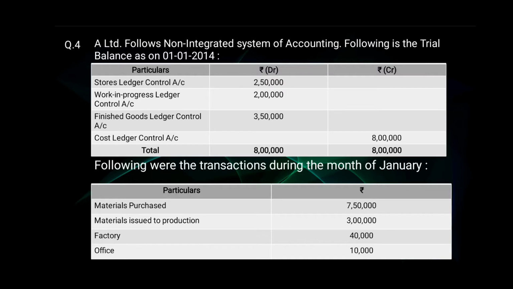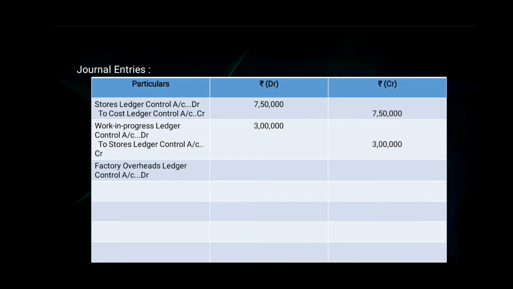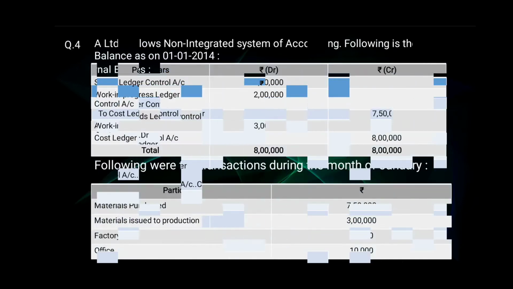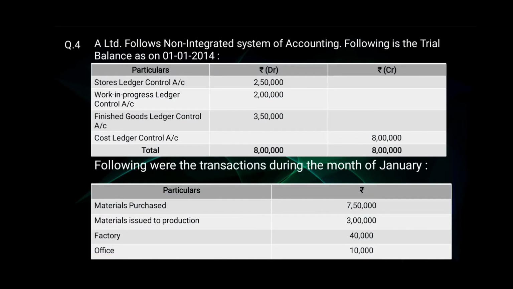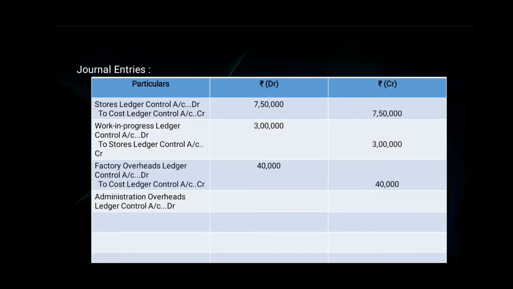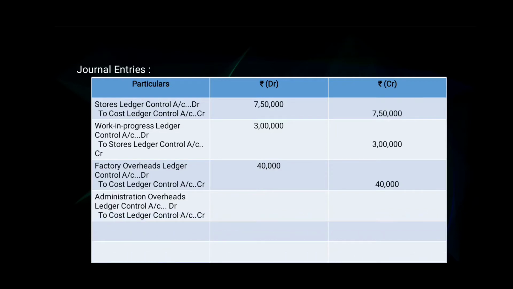Next is factory. Amount is given as 40,000. So journal entry will be factory overhead ledger control account debit to cost ledger control account. Amount is 40,000 on the debit and on the credit side. Next, office. Amount is given as 10,000. So journal entry will be administration overheads ledger control account debit to cost ledger control account. Amount is 10,000 on the debit and on the credit side.